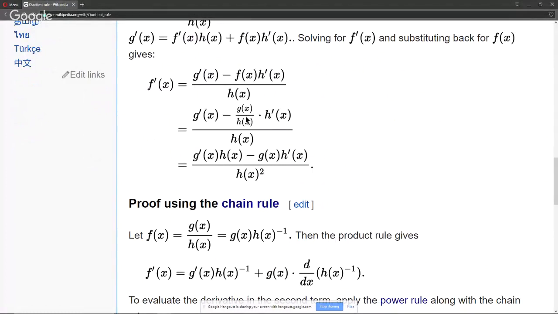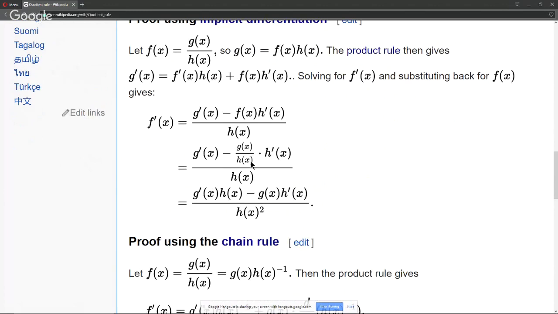Look at when you times that by h of x over h of x, what happens? The bottom goes to hx squared. We already agreed. The top, the hx will be times by this, giving you this, right? Yep. Okay. The other hx, since this right here is actually in the numerator, when I times this whole thing by h of x, all it does is get rid of this bottom one, leaving me g of x times h prime of x, which is this. There you go. That is how you go from this to this. That's how you prove the quotient rule.